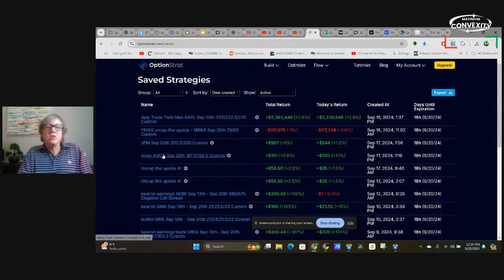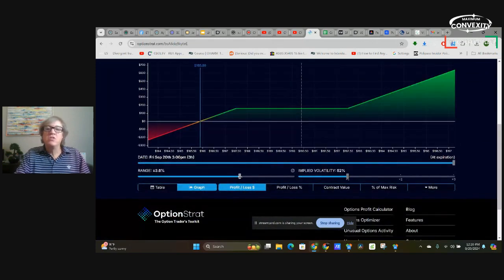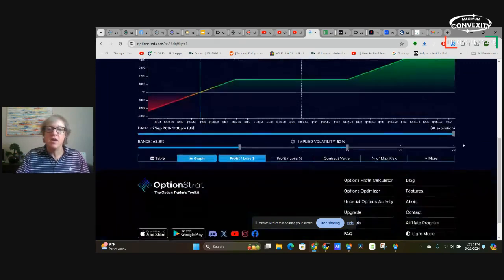So we can actually look at that here. This is the trade, and this is the profit and loss graph. They're in a pretty good spot right here. They're in a spot where they're going to make about $160 per contract.